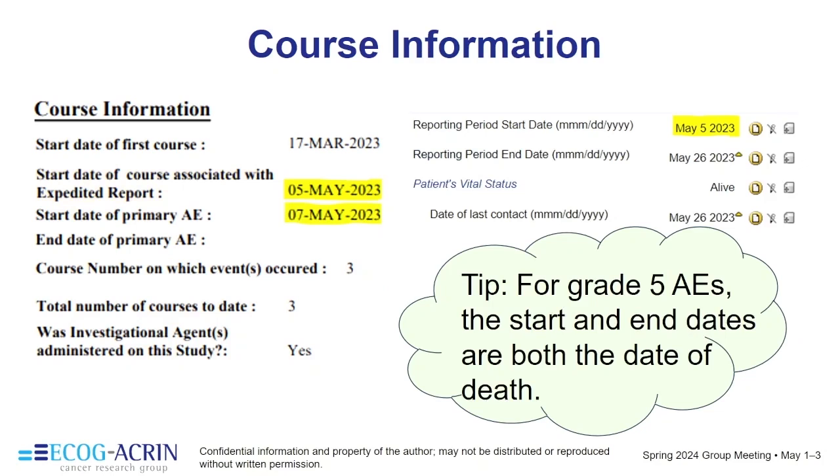The start date of the primary AE and the end date of the AE. So I'm just going to make sure that it actually took place during that cycle. I'm going to make sure all those dates line up. And for grade 5 events, the start date and the end date of the primary AE is going to be the date of death. So even if it's a grade 4 for 3 weeks, then your start date and your end date are the same.